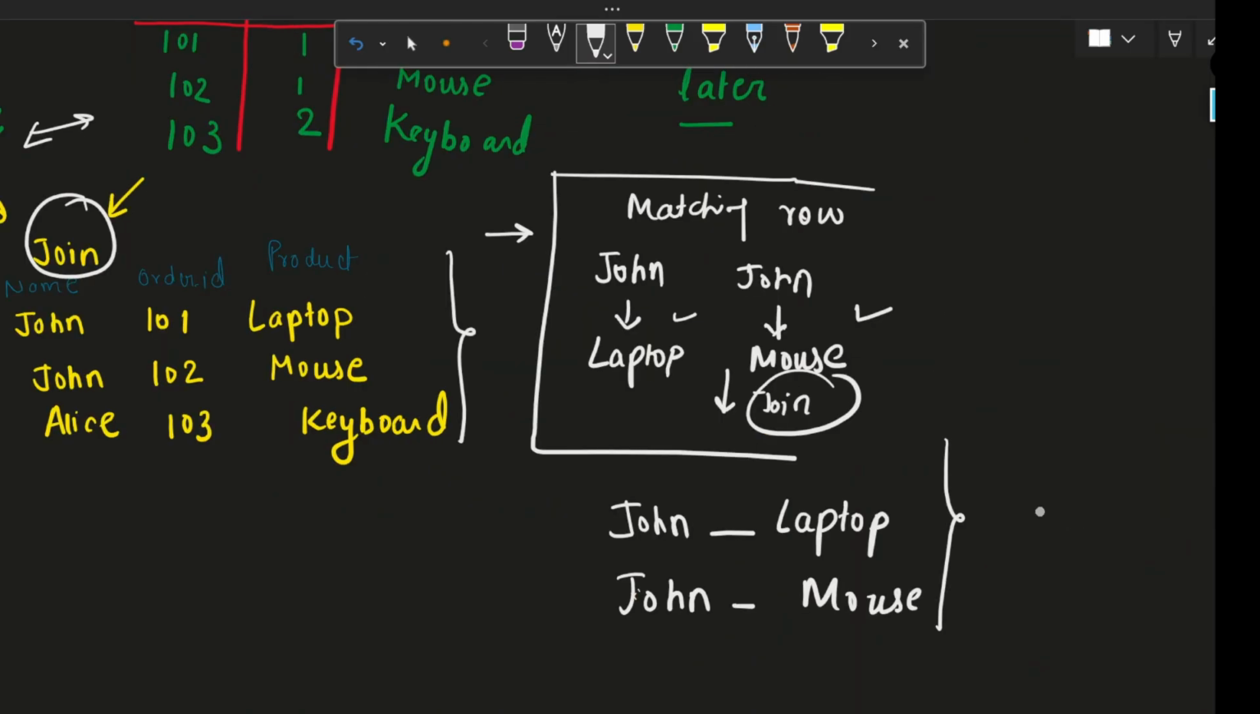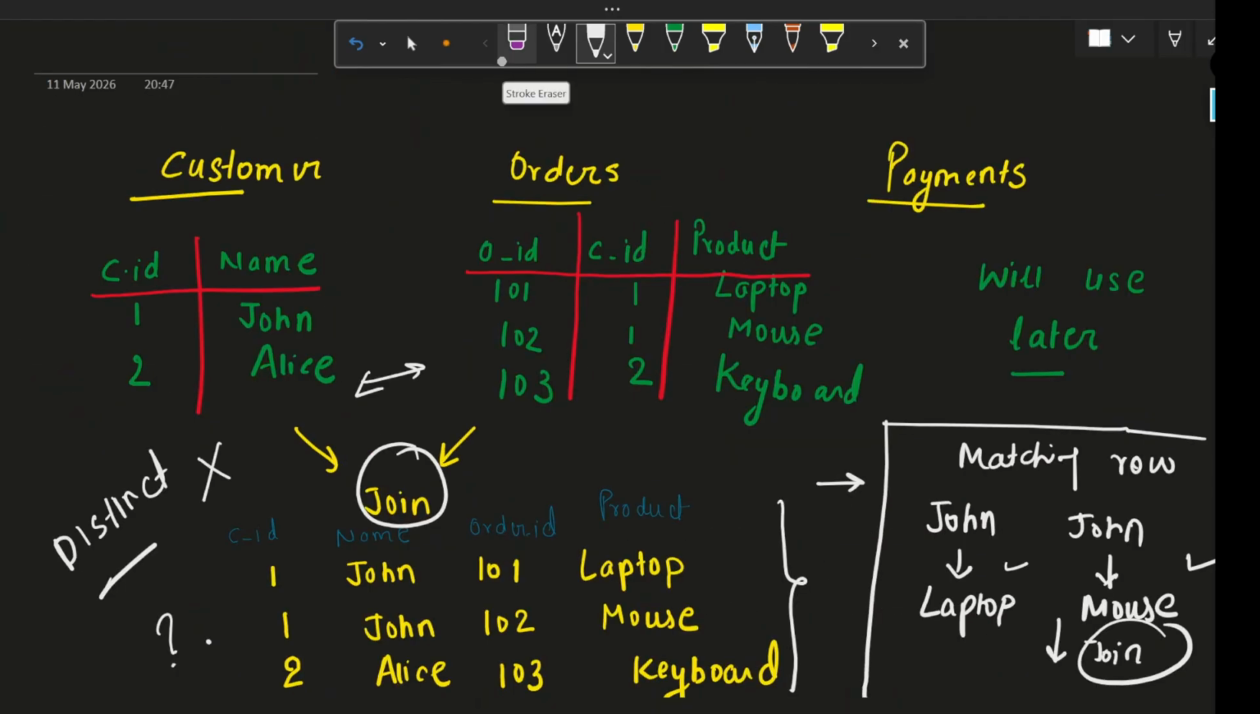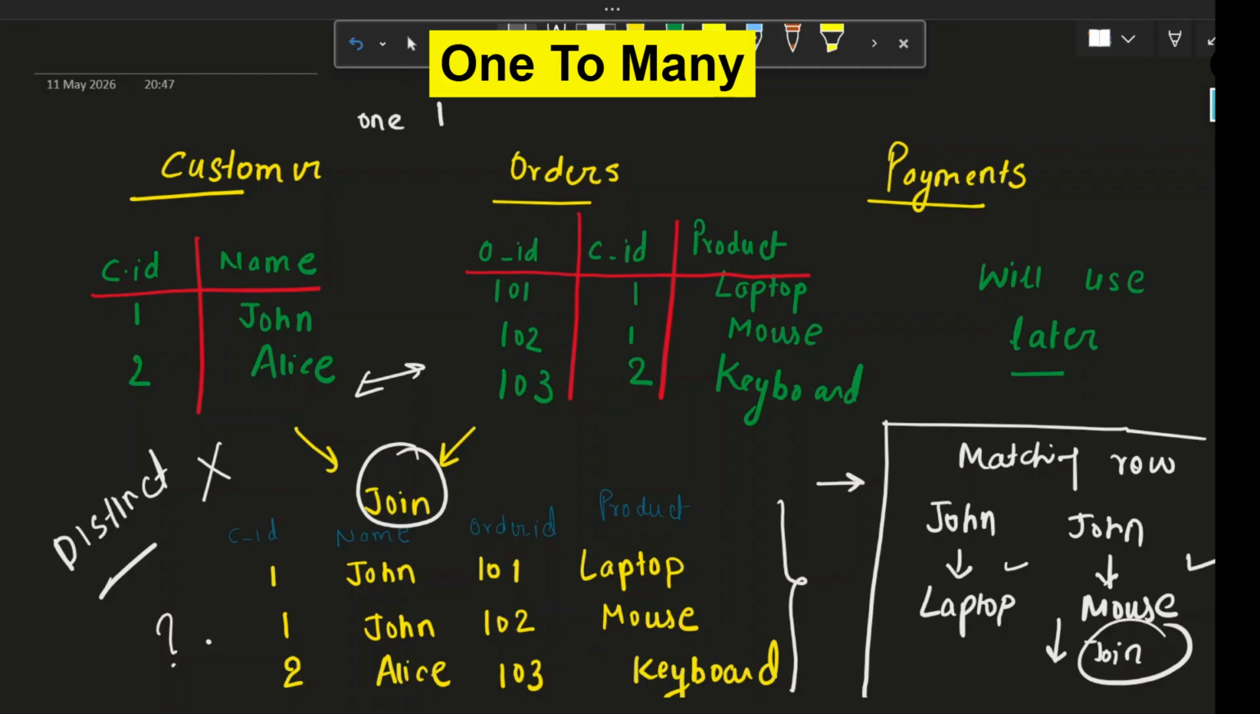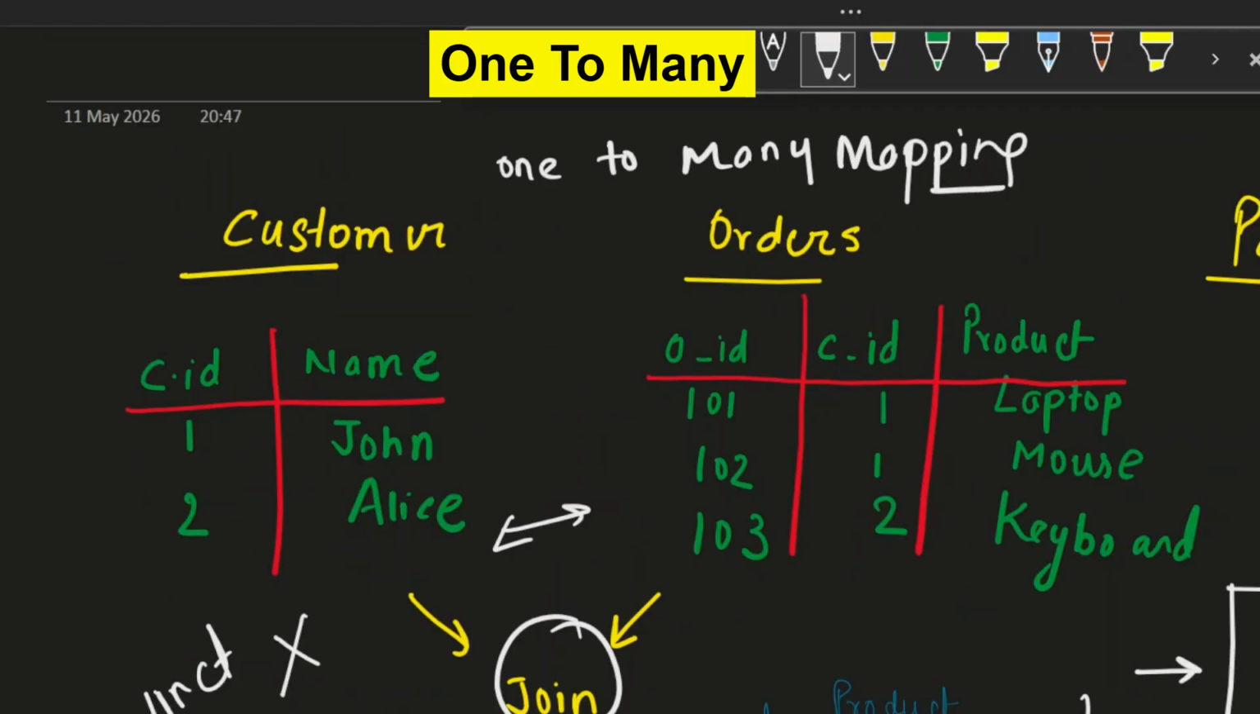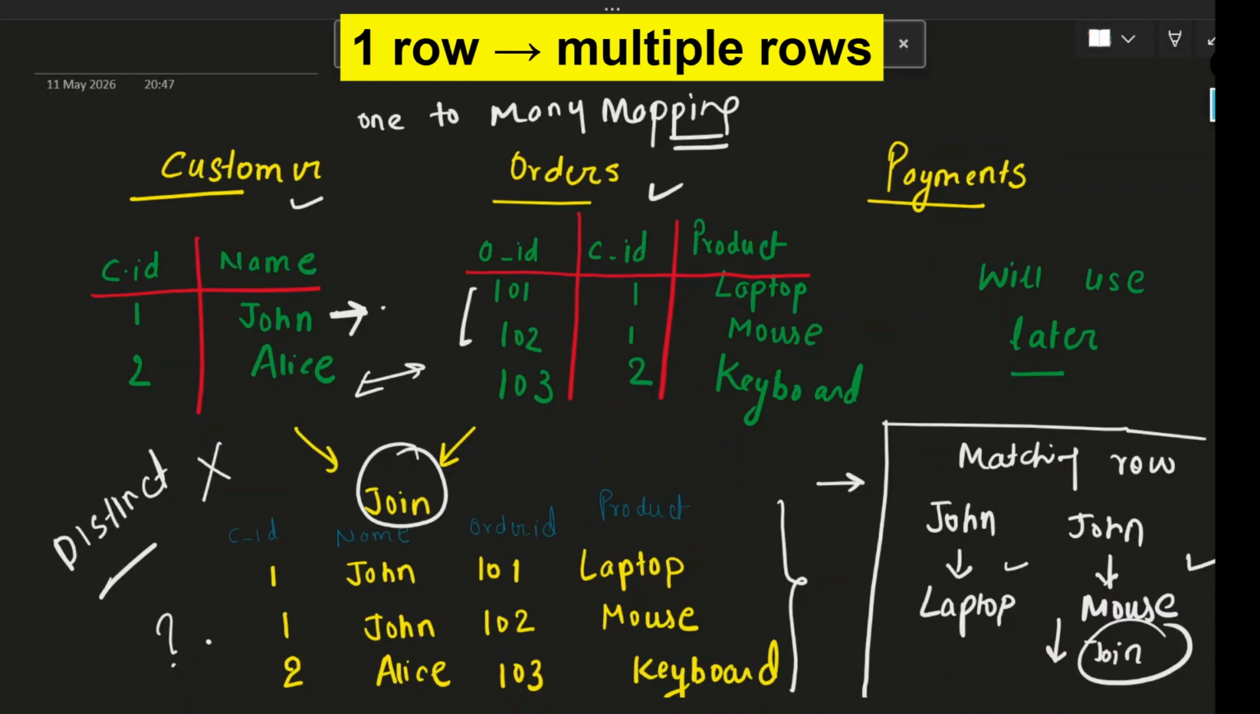So SQL is not creating these 2 rows randomly. It is returning 1 row per match. The concept used here is called one-to-many mapping. What does one-to-many mapping stand for? Let's say in our example, we are using these two tables, customers and orders, and each row of the customers table is mapped to some rows of the orders table. For example, the customer John is mapped to 2 rows in the orders table with order ID 101 and 102. This phenomenon is known as one-to-many mapping. One customer can have multiple orders. In the same way, one row multiplies into multiple rows after the join.